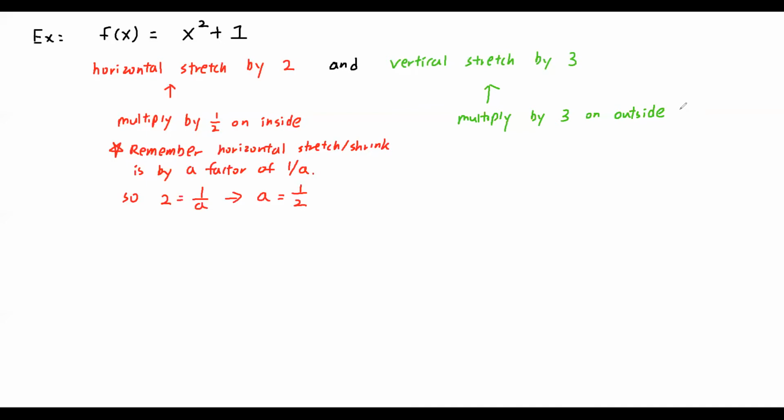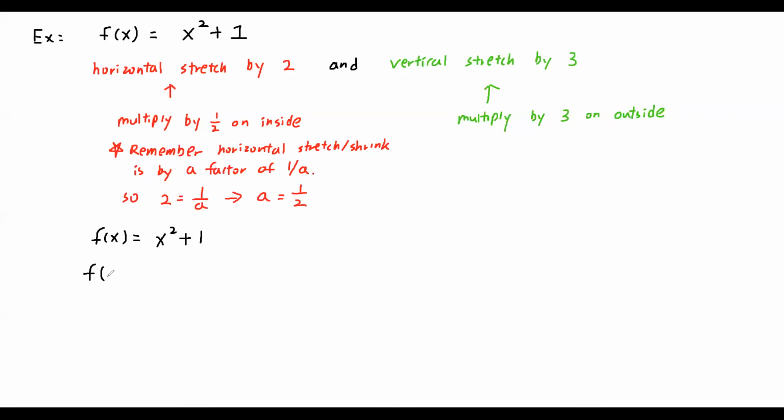So now let's jump into the equation. f of x is equal to x squared plus 1 is our original equation. Now we have to apply horizontal stretch by 2, meaning multiply 1/2 on the inside.